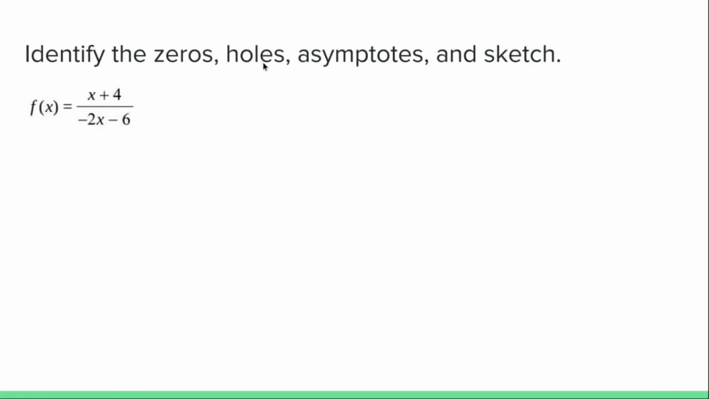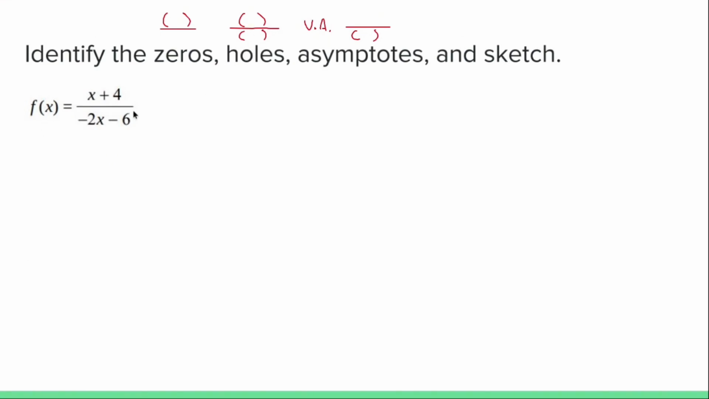Identify the zeros, holes, asymptotes, and sketch. All right, so I'm looking for zeros, holes, and asymptotes, and what I'm going to do is factor out as much as I can to help me find them. Why? Well, first things first, a zero exists if I have a unique factor in the numerator. A vertical asymptote exists when I have a unique factor in the denominator. A hole exists if I have repeating factors in the numerator and the denominator.